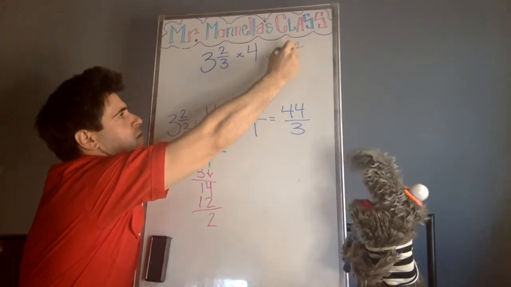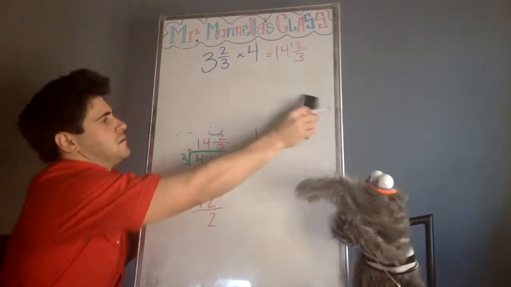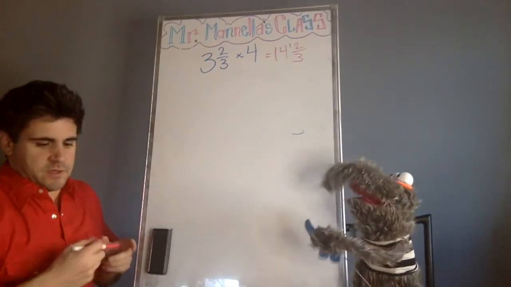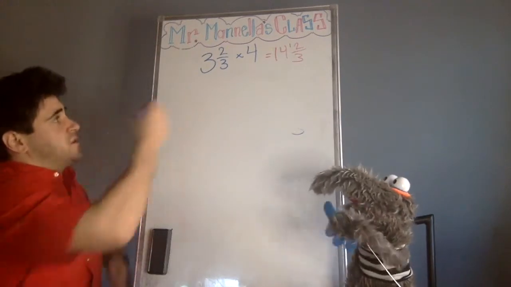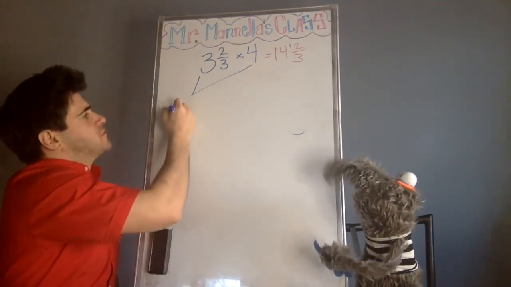Okay, now let's try it the other way. Let's see if we get the same answer. Erase. Okay, so we're going to break it into two parts. First, I do the 3 times the 4. What's that? That's 12.